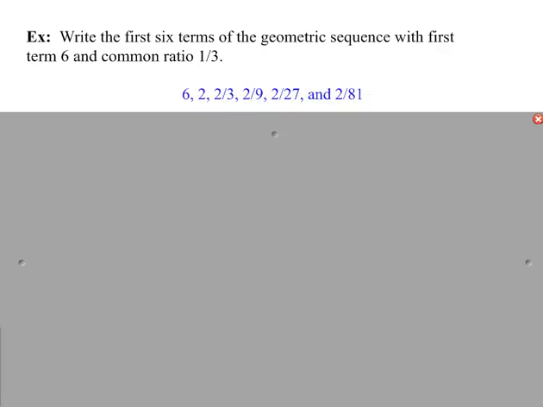In our first example, we are being asked to write the first 6 terms of the geometric sequence with first term 6 and common ratio 1/3. In this case, we would take 6, multiply by 1/3, get 6 over 3, which is 2. Then we would take 2 and multiply by 1/3 and get 2/3. Then 2/3 times 1/3 is 2/9, and so on, getting 2 over 27 and 2 over 81 to round out the first 6 terms of this geometric sequence.